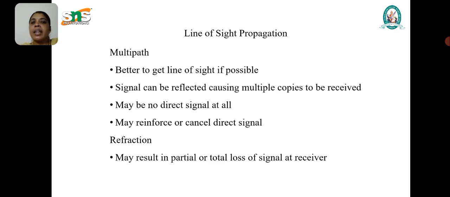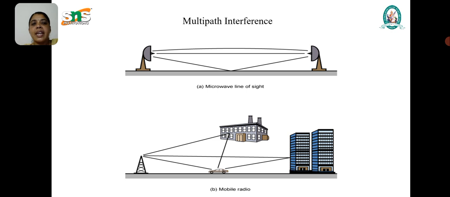Multipath: line of sight requires handling some multipath, so it is better to get a line of sight if possible. There may be a directed signal that does not contain any other signal for transmitting, and through that same line only it will receive the information. There may be refraction while transmitting the information, and at that time there may be packet loss. This is an example of multipath interference.